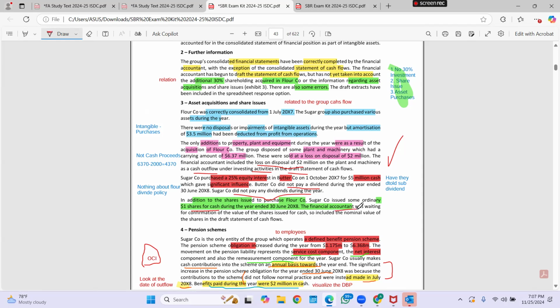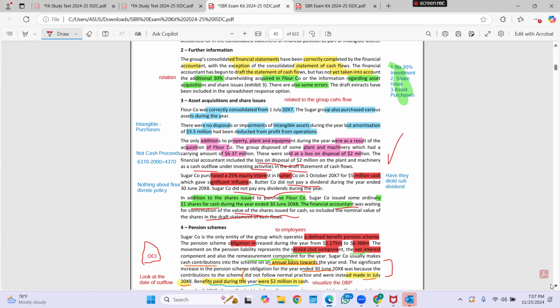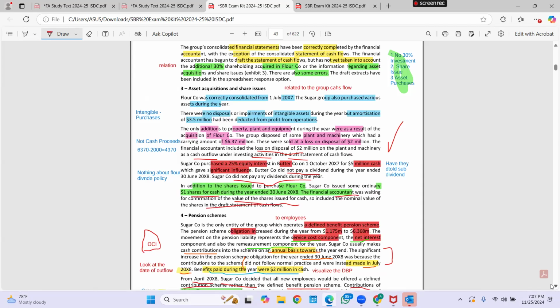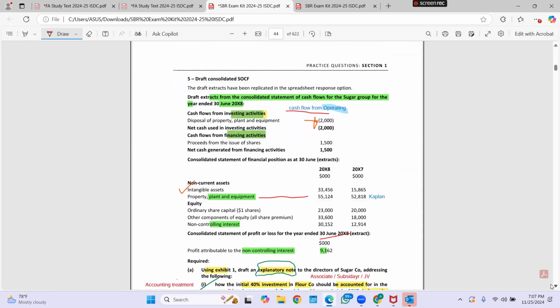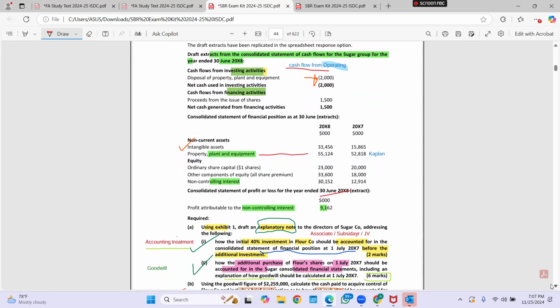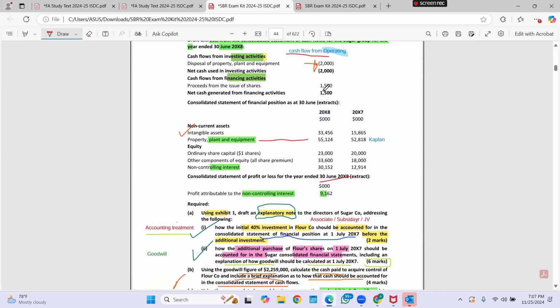The financial accountant was waiting for the confirmation of the value of the share issue for cash, so he included the nominal in the draft. They have gone and issued some shares in return for cash. But since the financial accountant did not know at what rate per share they were sold, he has only included 1,500. Now I need to check whether this is correct or not.